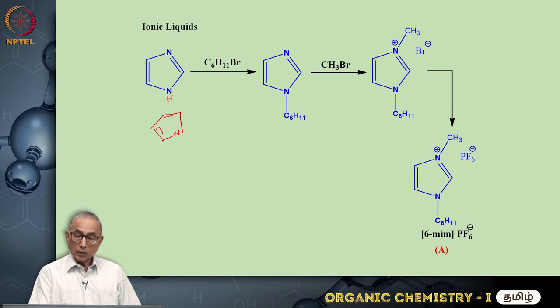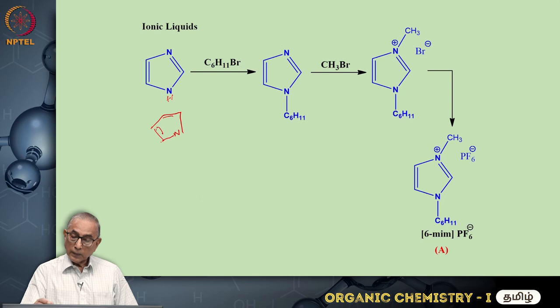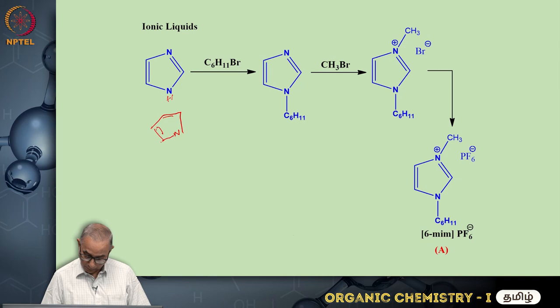And if you react with another molecule of methyl bromide, methyl bromide will attach to the other nitrogen and you have a quaternary salt. When you have 4 groups, 2 here, 1 here and 1 here, 4 groups, you get the quaternary salt, that is methyl cyclohexyl imidazolium bromide here. When you add PF6, you get the corresponding hexaphosphate. Therefore, this is MIM PF6 minus. So, this is the compound which is the ionic liquid which has melting point less than 100 with all the other properties.